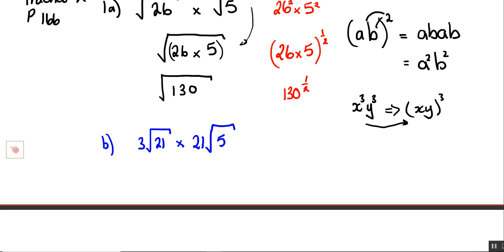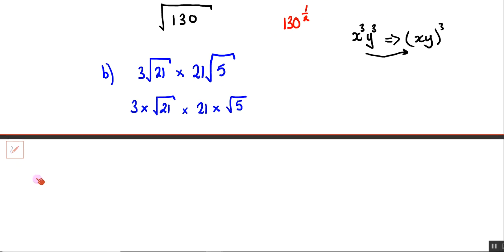Okay, could you do the 3 times the 21 and make that the outside number and then put in the square root of the 21 times the 5? That's not wrong then, is it? Because if you think about it, we've got 3 multiplied by root 21. That's what that means, yeah? Multiplied by 21 multiplied by root 5. Now, what's the rule regarding multiplications?